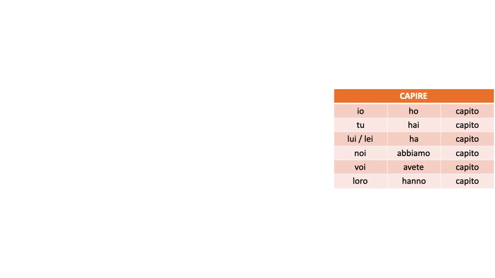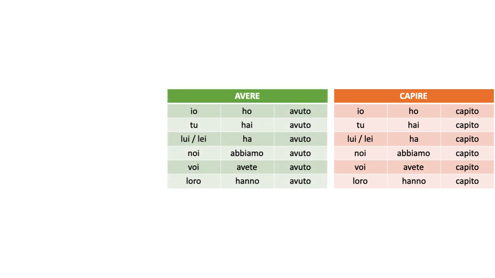Good. So, io ho capito, I understood. Tu hai capito, you understood. Lei ha capito, she understood. Voi avete capito, you guys understood. Right? Let's look at another verb. Let's look at avere. Right?